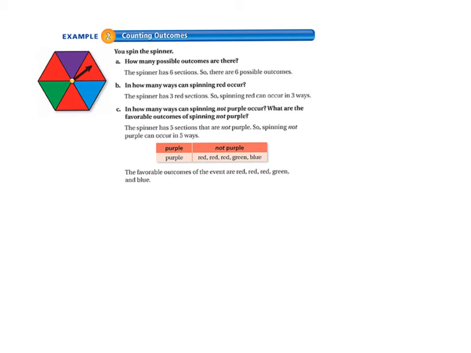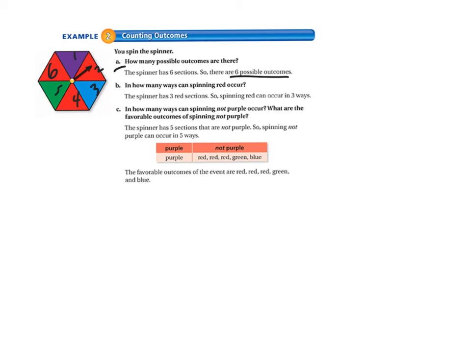Moving on to the second problem, counting outcomes. So now we have a spinner. And the first question is, how many possible outcomes are there? Well, I would count the number of sections on this spinner because those are the total number of possible outcomes. So I've got 1, 2, 3, 4, 5, apparently 6 outcomes here. 6 possible outcomes.